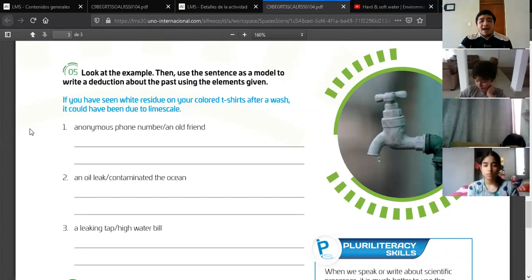So then we have number 1, this is in general, that says anonymous phone number, and it says an old friend. How can you make a sentence that is kind of explaining a deduction? ¿Cómo pueden hacer una oración con esas dos frases para demostrar que están haciendo la deducción de algo? Using the example from above. You can start with if you want, like if what?